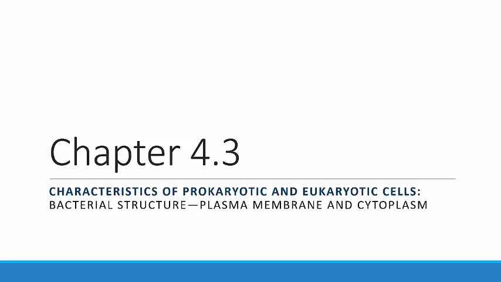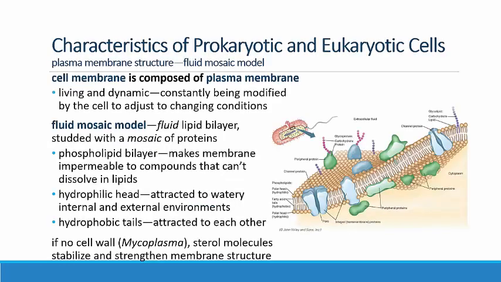In this lecture, we're going to take a look at prokaryotic cytoplasm construction, as well as looking at the membrane that surrounds the prokaryotic cell. So let's get started on that. The cell membrane is composed of material that is referred to as plasma membrane. The cell membrane, by reminder, is the membrane that surrounds the entire cell.